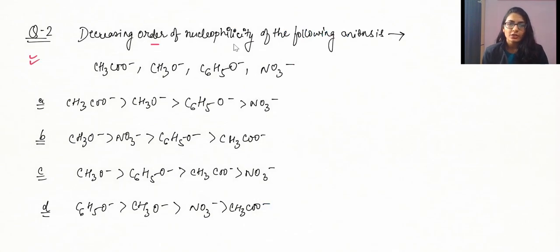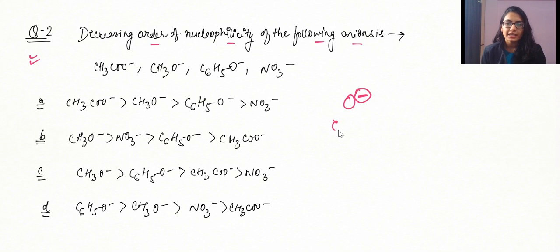What is the decreasing order of nucleophilicity of the following anions? Okay, so this is the whole question. Alright, just try to answer it yourself and then go on to the explanation, guys. So basically the order of nucleophilicity is definitely going to be determined by how much the lone pair, or let's say the negative charge, is available on the donor atom. So if we are talking about oxygen, how much charge is localized on the oxygen atom is going to determine its nucleophilicity. Okay, so let's see.